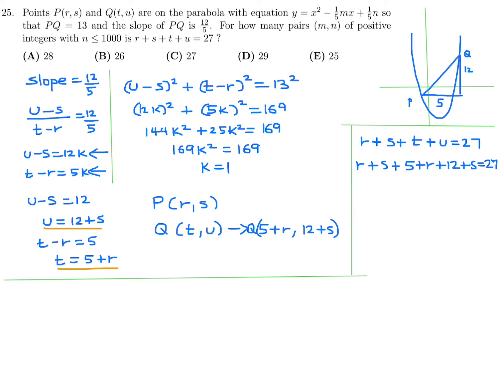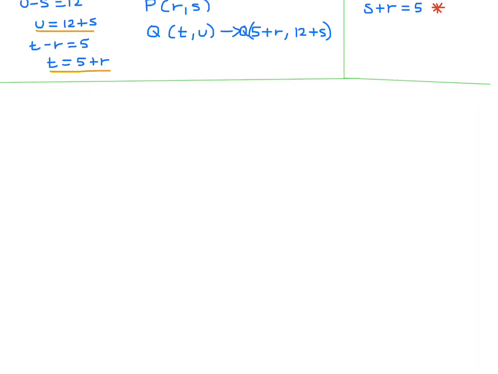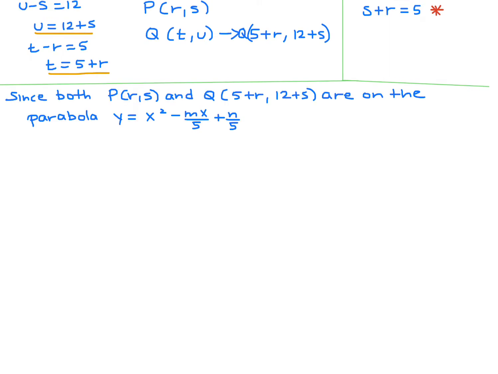So this simplifies to 2S plus 2R is equal to 10, and therefore S plus R is equal to 5. So that's my first piece of information that is very helpful. Now both those points P and Q are on the parabola, so we can substitute those points into the parabola. So substituting, we get the following.